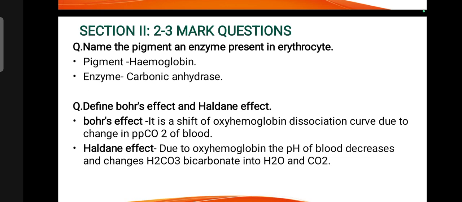Name the pigment and enzyme present in erythrocyte. Pigment hemoglobin, enzyme carbonic anhydrase. Define Bohr effect and Haldane effect. Bohr effect, it is a shift of oxyhemoglobin dissociation curve due to change in pCO2 of blood. Haldane effect, due to oxyhemoglobin the pH of blood decreases and changes bicarbonate into H2O and CO2.